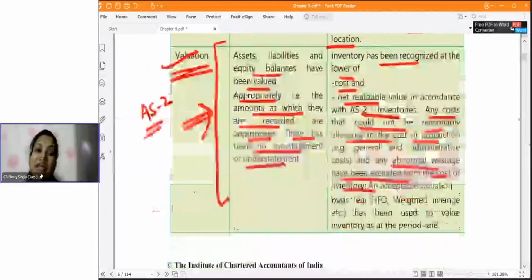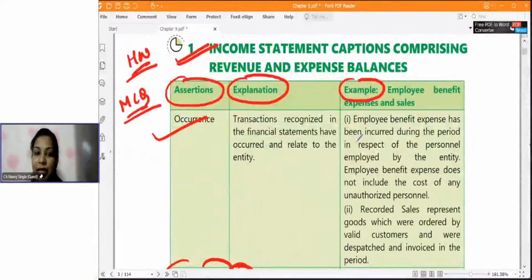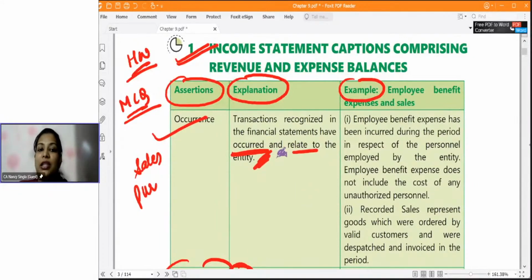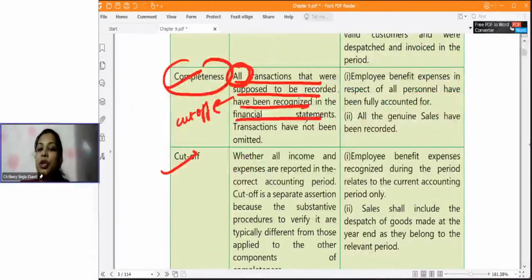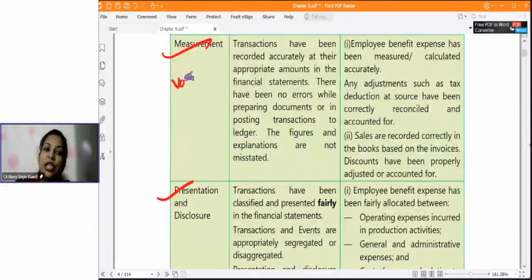So same way, there are various assertions with respect to income statement captions, that is occurrence, that is whether those transactions have actually occurred. So keep in mind the example of sales or purchases here, है ना? तो आपको बहुत अच्छे से समझ आएगा कि वो sales occur हुई है, whether they relate to the entity. Completeness, whether all sales that were supposed to be recorded have been recorded and no transaction has been omitted. Cut off, whether these are reported in the correct accounting period. Measurement, अब valuation ही तो है, but the nomenclature will be what? Measurement. So the transaction sales have been recorded accurately.